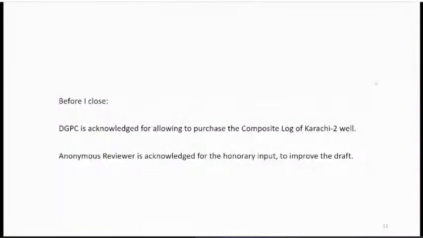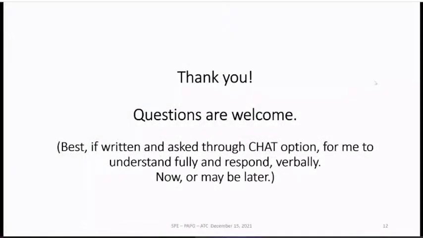Before I close, DGBC is acknowledged for allowing the purchase of the composite log of Karachi 2 well. The anonymous reviewer is acknowledged for the honorary input to improve the draft. Thanks. Questions are welcome.